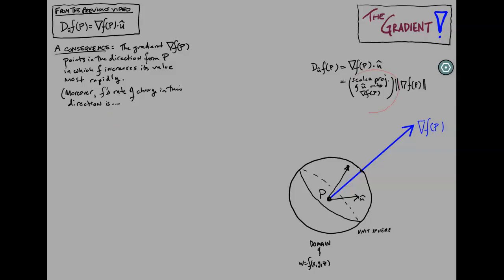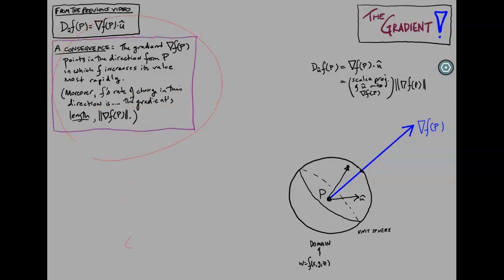So f's maximum rate of change at P is, well, let's think our way through it. It's going to be the scalar projection of u onto the gradient. Well, u is going to be pointed along the gradient, so the length of u will be its scalar projection. But the length of u is 1, so this would just be 1 multiplied by the length of the gradient. So the maximum rate of change of f from this point, which is going to be in the direction of the gradient, will just be the length of the gradient. So the rate of change in this direction is the gradient's length. This is important enough to be boxed up in royal purple.